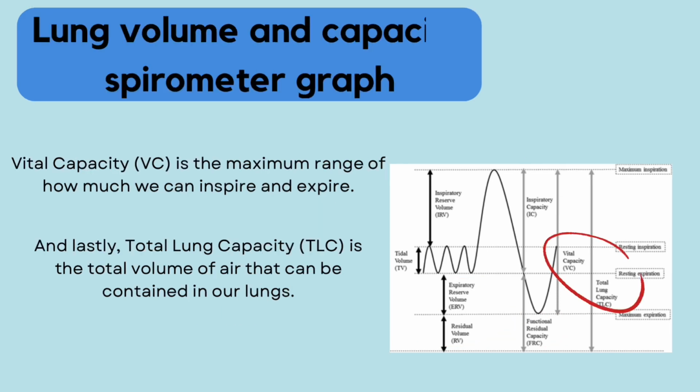Next is the vital capacity. This is the maximum range of how much we can inspire and expire. And lastly, we have the total lung capacity. This is the total volume of air that can be contained within our lungs.